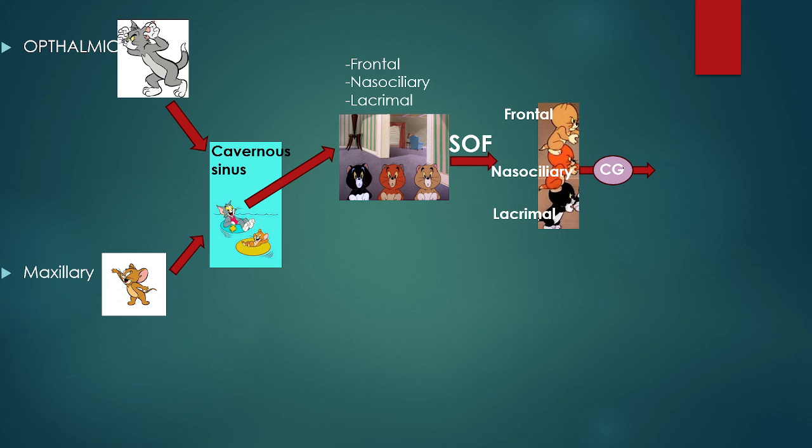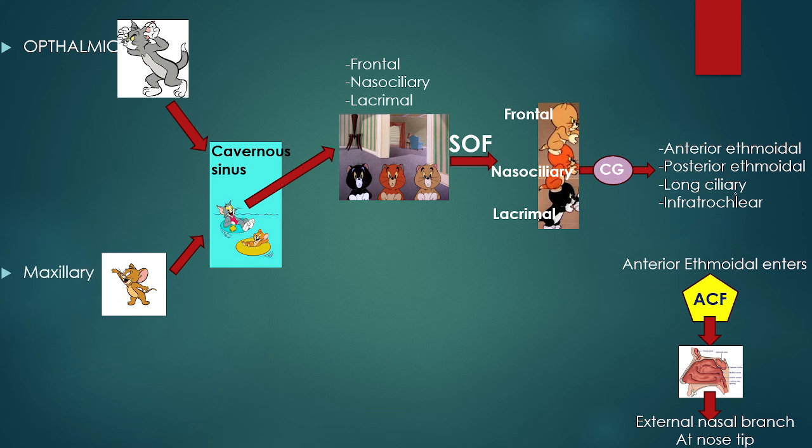Now this nasociliary branch first of all relies on the ciliary ganglion, very important. And after relying on the ciliary ganglion, it gives these four branches, that is the anterior ethmoidal, posterior ethmoidal, long ciliary, and the infratrochlear branch. These four branches.